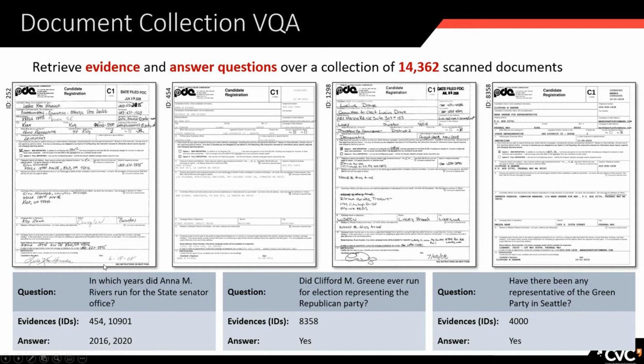So, for example, in this question, in which years did unnamed rivers run for the state senator office, you have to first find in which documents unnamed rivers ran for the state senator office, which, thanks to this evidence we have here, is the document with ID 454, which, as we can see, is this one, unnamed rivers running for the state senator office. And the answer is actually the year of the election date, which is 2016.